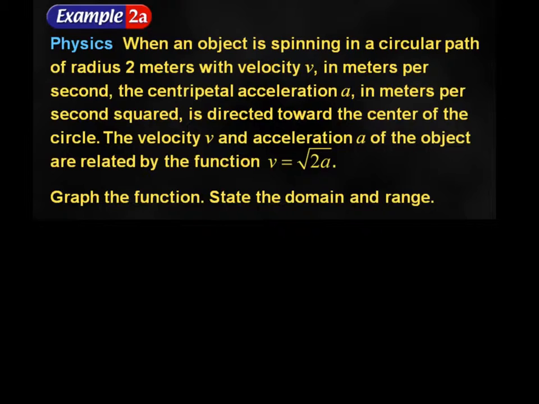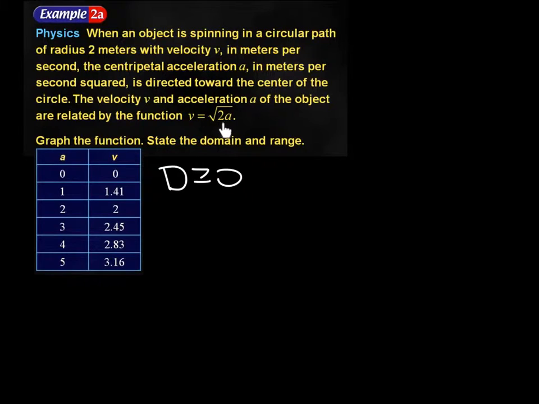When an object is spinning in a circular path of radius 2 meters with velocity v in meters per second, the centripetal acceleration a in meters per second squared is directed toward the center of the circle. The velocity v and the acceleration a of the object are related by the function v equals the square root of 2a. Graph the function, state the domain and range. Now we can see that to get our y-intercept and x-intercept, they're both going to be 0.